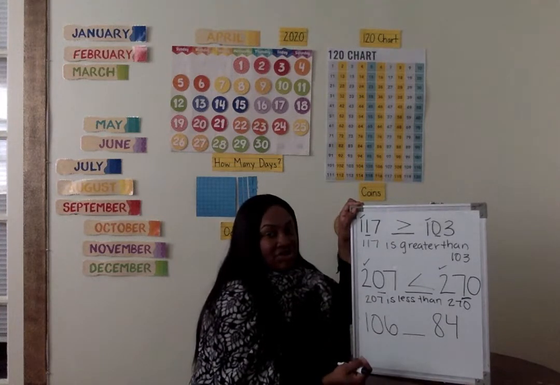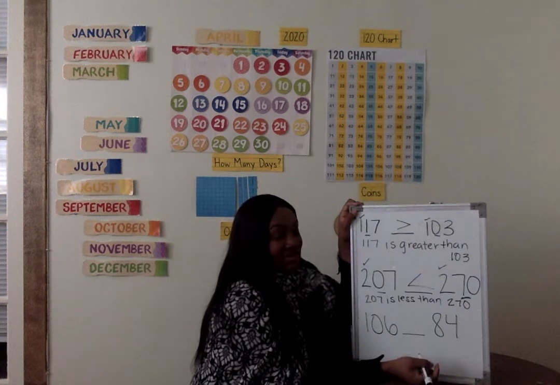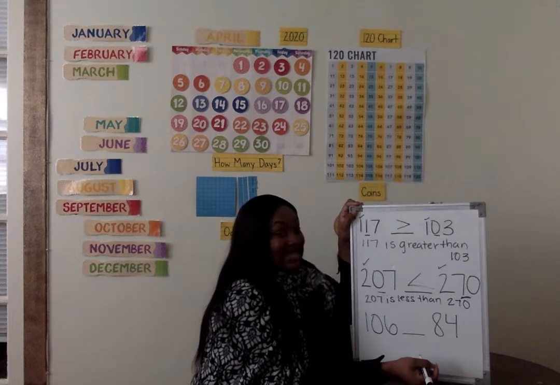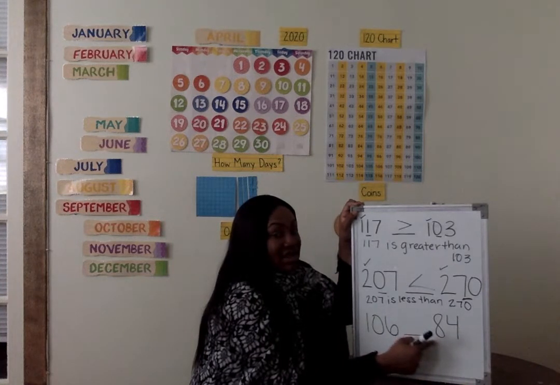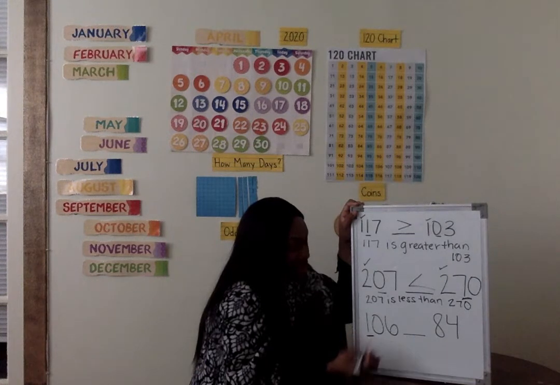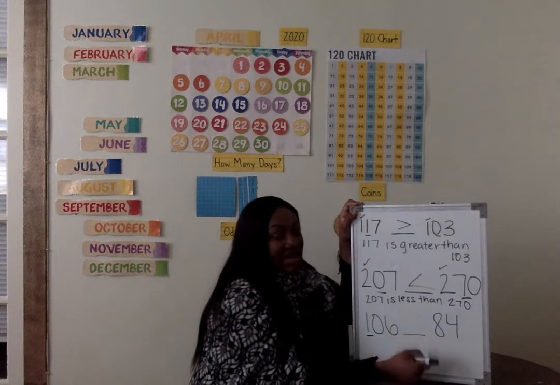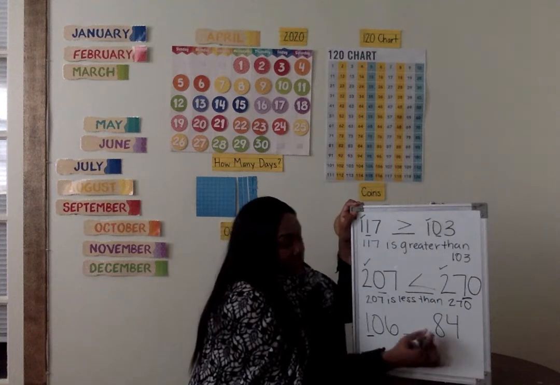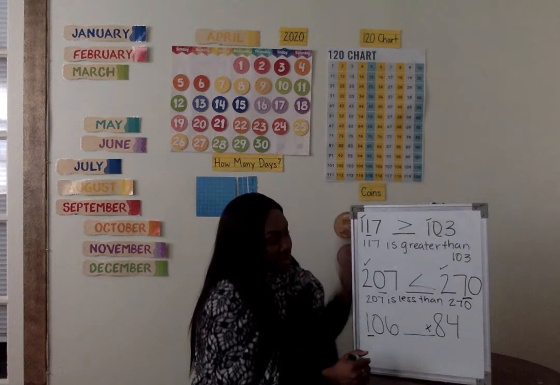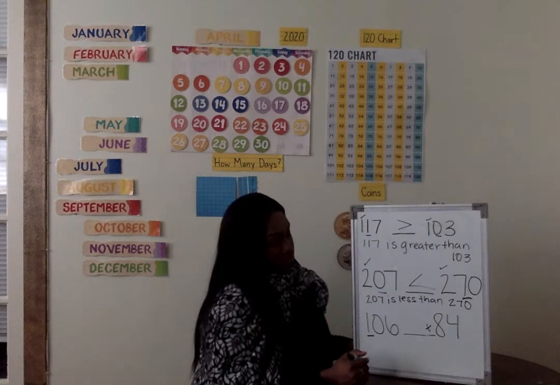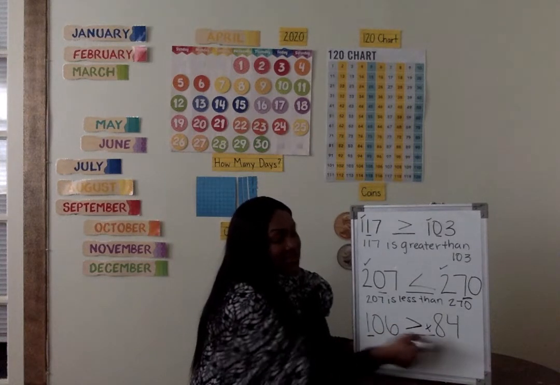How many hundreds are in the number 106? You're right. Just 1. How many hundreds are in the number 84? Oh, you all did not get tricked. You all saw that the number 84 only has tens and ones. It doesn't have a number in the hundreds place. So we're going to underline the 1 in the number 106, because the number 106 has a number in the hundreds place, but the number 84 doesn't. There's no number right here. So 1 hundred is greater than 0 hundreds. Which number do you think the alligator mouth is going to want to eat? Right. It's going to want to eat the number 106 because 1 hundred is greater than 0 hundreds.